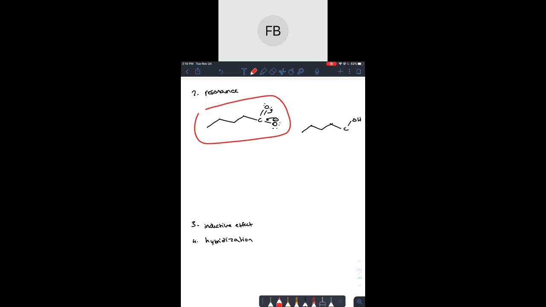But I remember that there was this one thing that happened which was a little bit weird, maybe on the practice exam or something. If you have a ring that has complete resonance around it already, that one is less acidic. Okay? So I'm trying to find that now. Do you guys remember what I'm talking about?